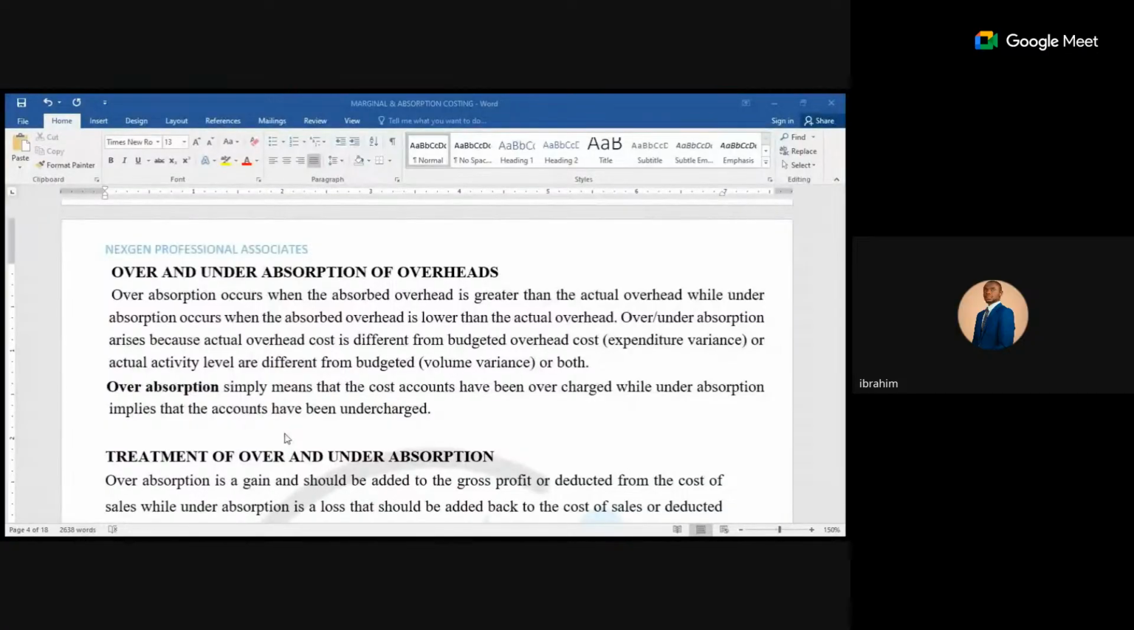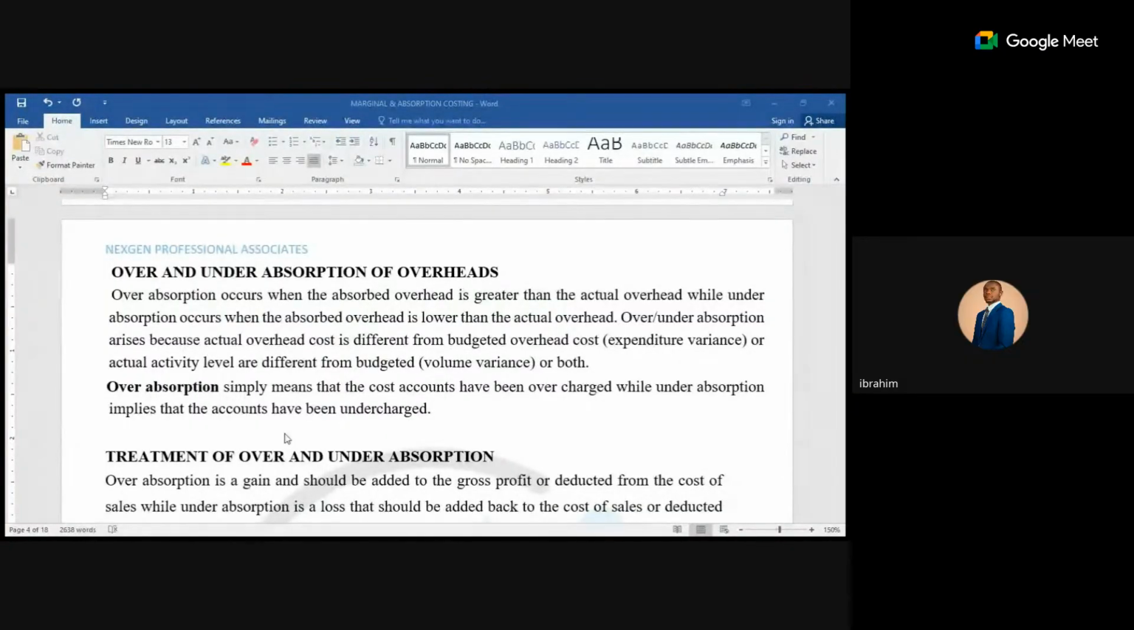You understand better why under-absorption occurs when the absorbed overhead is lower than the actual overhead. Class, this is maybe just a theoretical explanation, right? Now, over and under absorption arises because actual overhead cost is different from budgeted overhead cost. Now, let's pick it up from there.